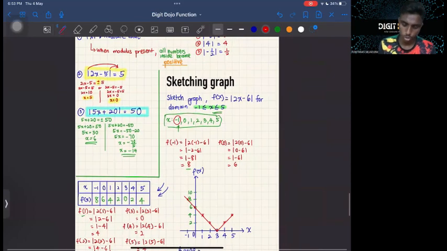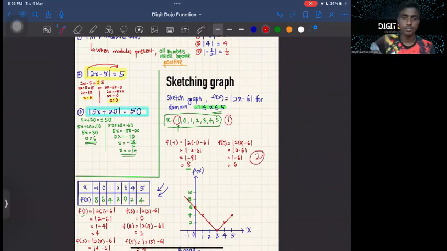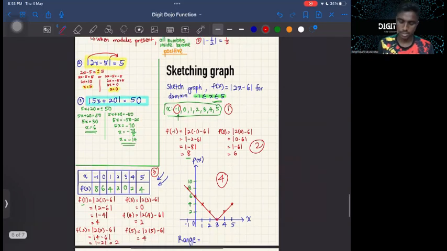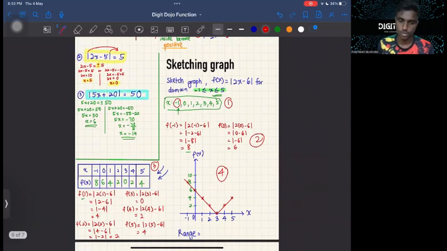Remember, the first thing you have to do is find the domain. What are the domain possibilities? Second, do the calculation, find all the values of f(x) or g(x) or anything, depending on the question. Next, create the table. Finally, the fourth step, sketch the graph. Follow these 4 steps and you can definitely get all correct for your sketching graph questions.